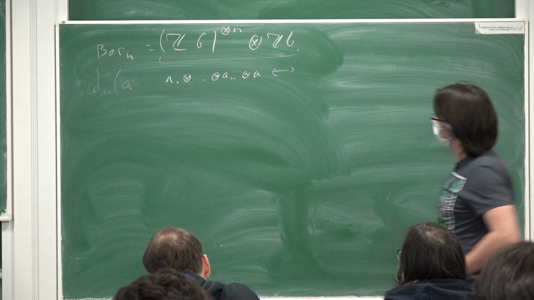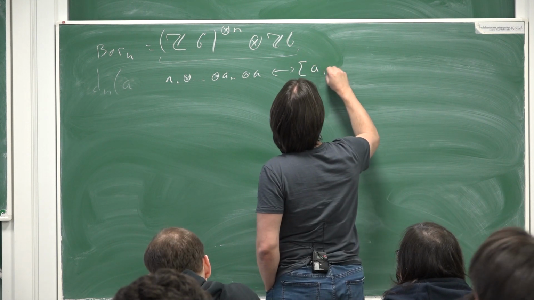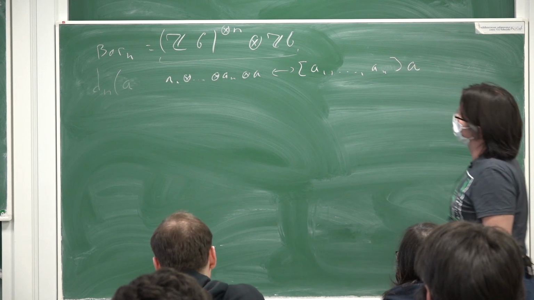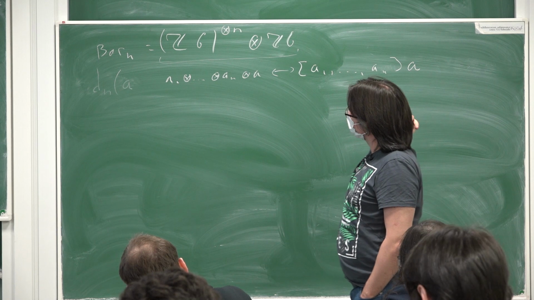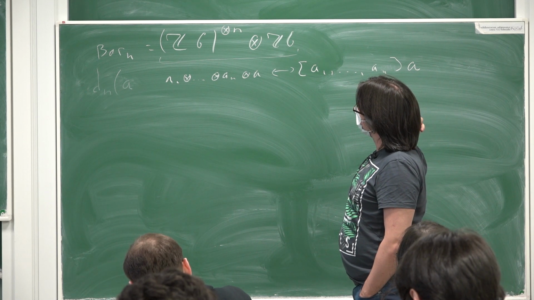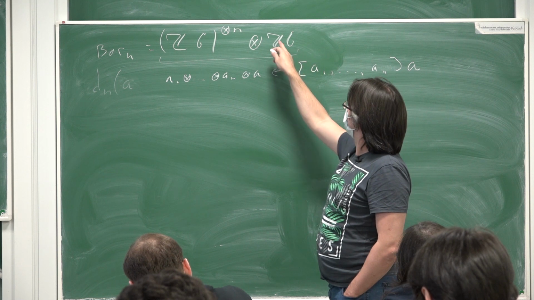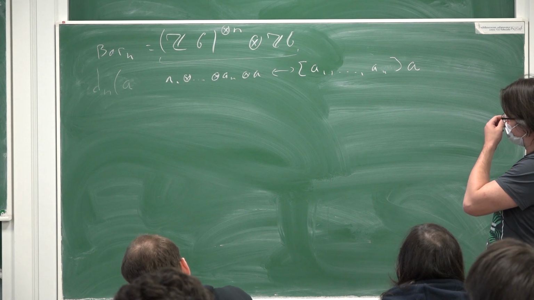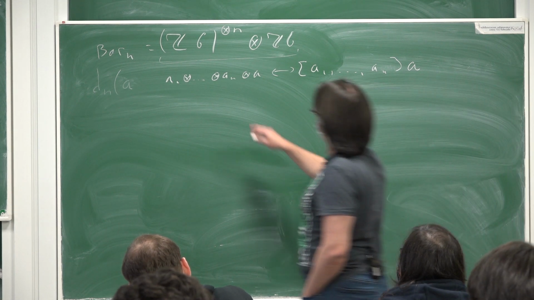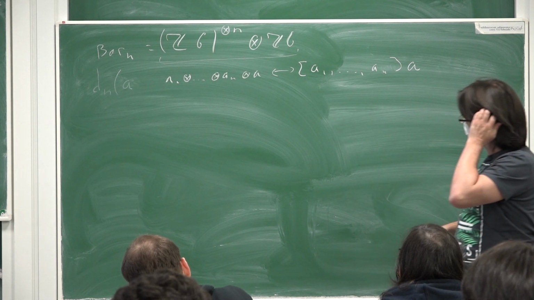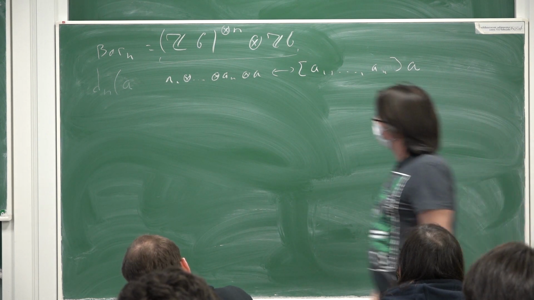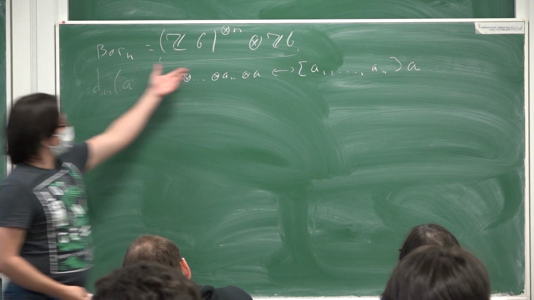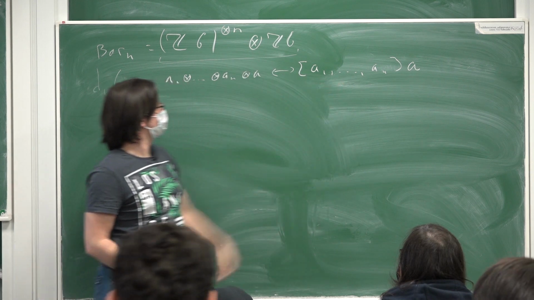Remember I told this we will write as a1 ... an a. So it is a free ZG module whose generators are such things where you take a1 ... an from G, so any element of here is a linear combination of such elements.